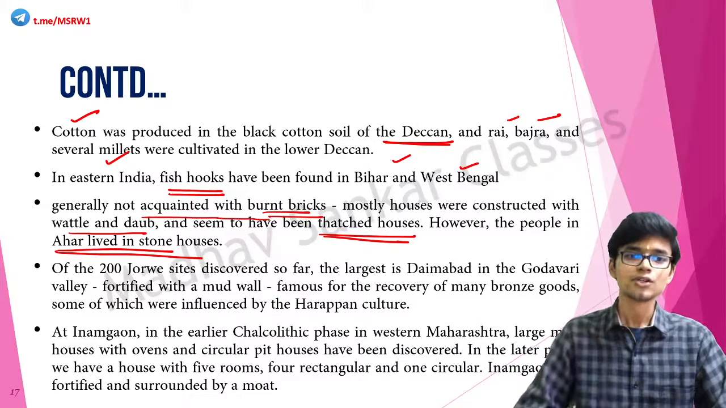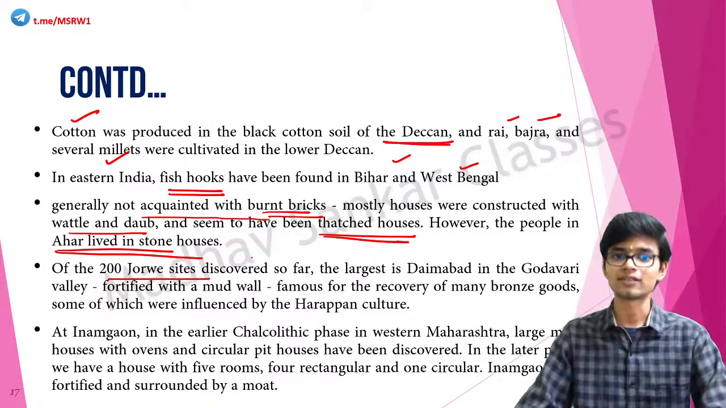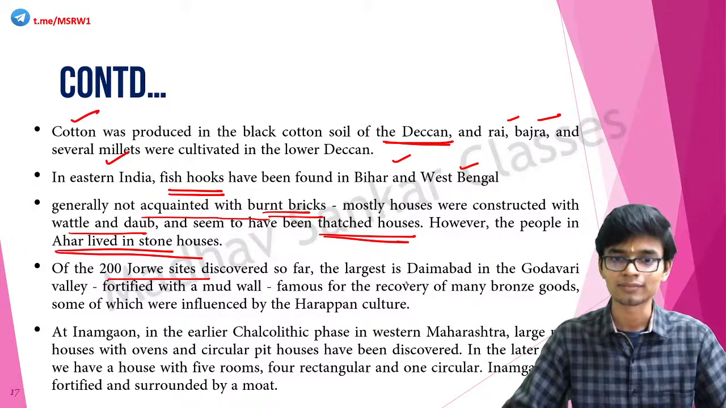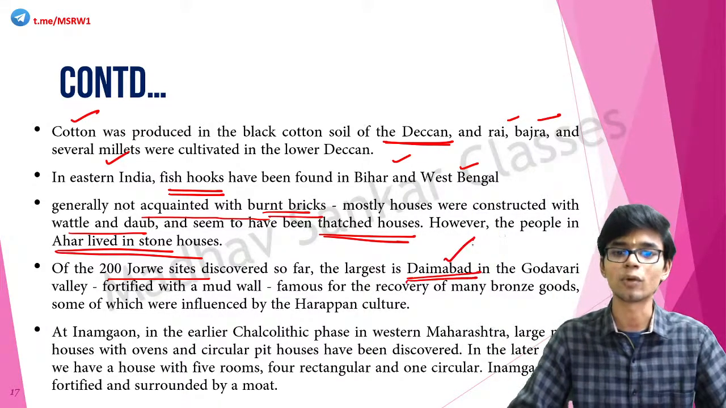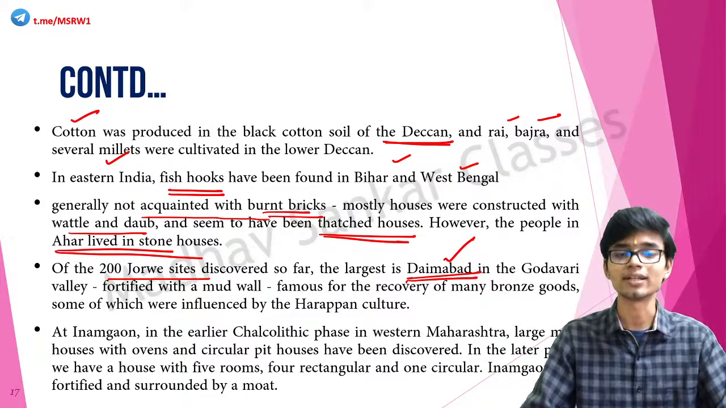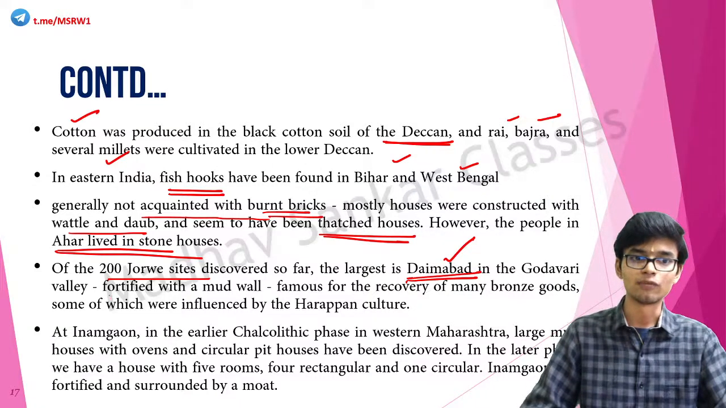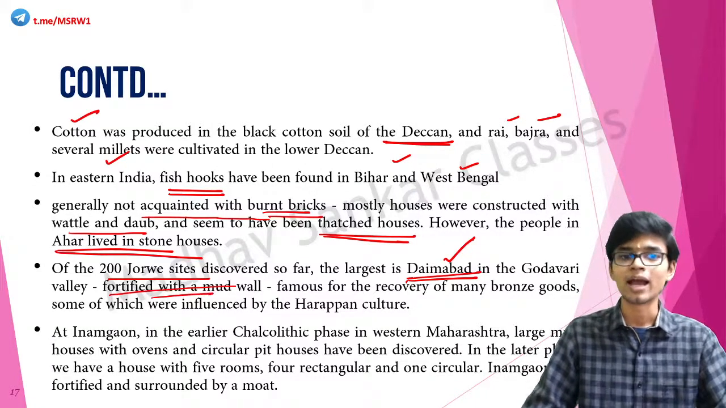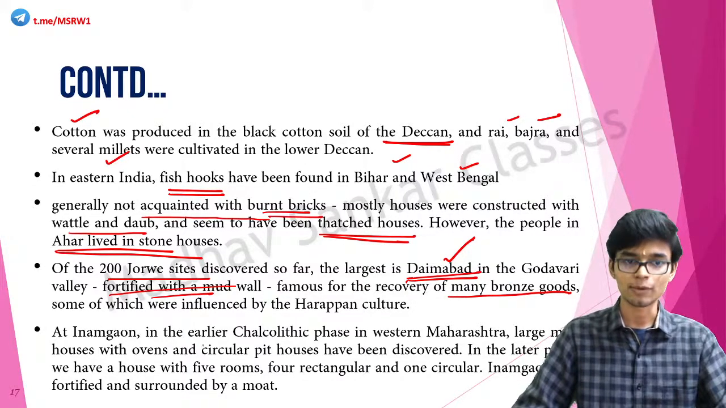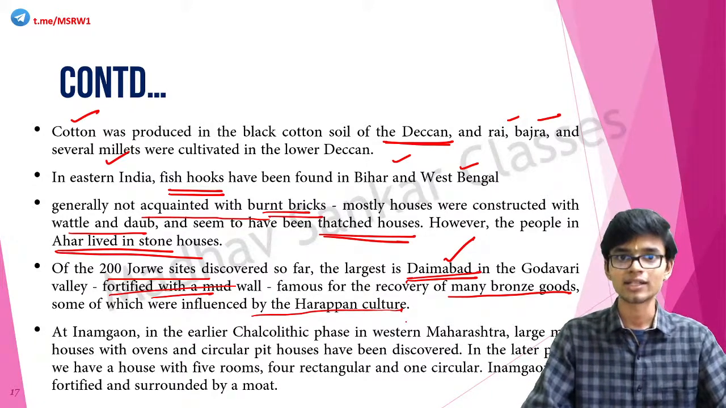Out of around 200 Jorwe sites that were discovered so far, the largest Jorwe site is Daimabad. This is why I said Daimabad is very important. Largest among the Jorwe sites is Daimabad, which is located in the Godavari Valley. Daimabad actually has a fortification made of mud, and it is famous for the recovery of many bronze goods, some of which were influenced by Harappan culture. This is why Daimabad is very important.